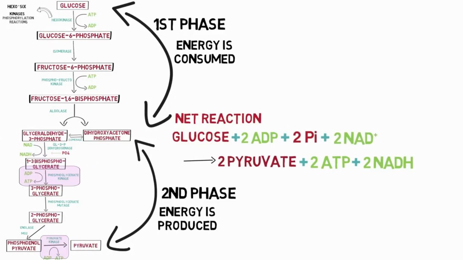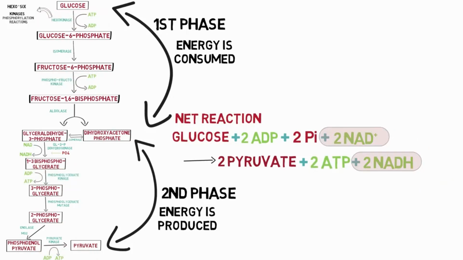4 ATPs are produced in the second phase. The first 2 ATPs during conversion of 1,3-bisphosphoglycerate into 3-phosphoglycerate. Then, the remaining 2 ATPs are generated during conversion of phosphoenolpyruvate into pyruvate. Meanwhile, during the first phase, 2 ATPs were utilized in 2 steps. Firstly, during conversion of glucose into glucose 6-phosphate, and secondly, when fructose 6-phosphate is converted into fructose 1,6-bisphosphate. Therefore, there is a net production of 2 ATPs at the end of glycolysis.